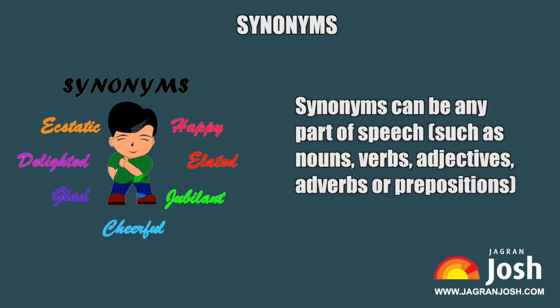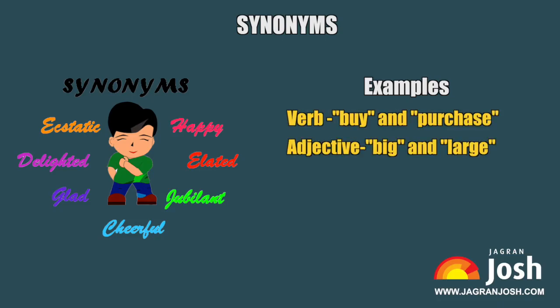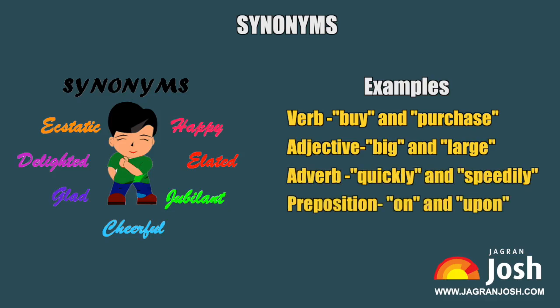Synonyms can be any part of speech, such as nouns, verbs, adjectives, adverbs, or prepositions, given that both words are the same part of speech. Some examples of English synonyms: verb, buy and purchase; adjective, big and large; adverb, quickly and speedily; preposition, on and upon.